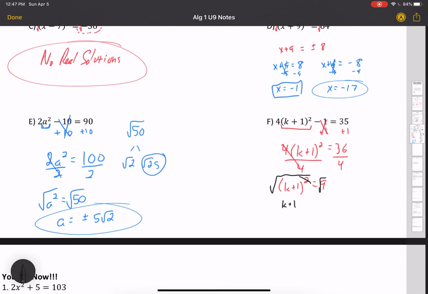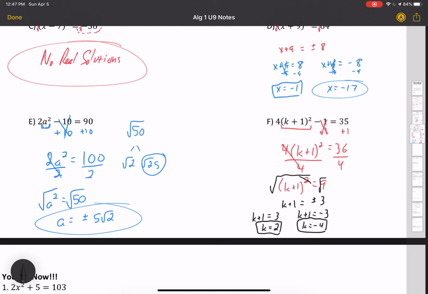So k plus 1 is equal to the square root of 9, which is a nice number. That's plus or minus 3. So now I'm going to split this up into two equations. k plus 1 equals 3 and k plus 1 equals negative 3. When I solve both of those, I'll get k to equal 2 and k to equal negative 4. And I need to include both of those answers in my solution, okay? Because they're both x-intercepts. They're both solutions to this quadratic.